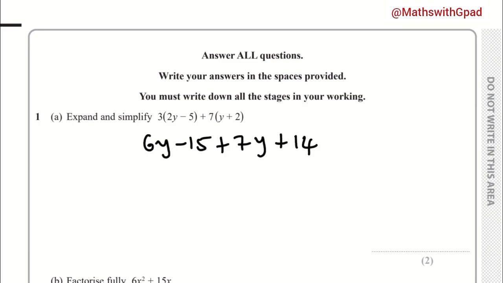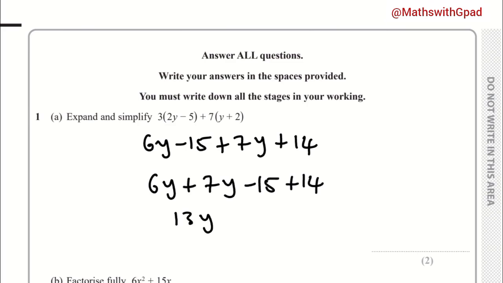We can still simplify further, so I'm just going to rearrange the terms. So you have 6y plus 7y, let's write it here, and then negative 15 plus 14. So what do we have? 6y plus 7y, that's 13y. Negative 15 add 14 is negative 1. So the answer is 13y minus 1.